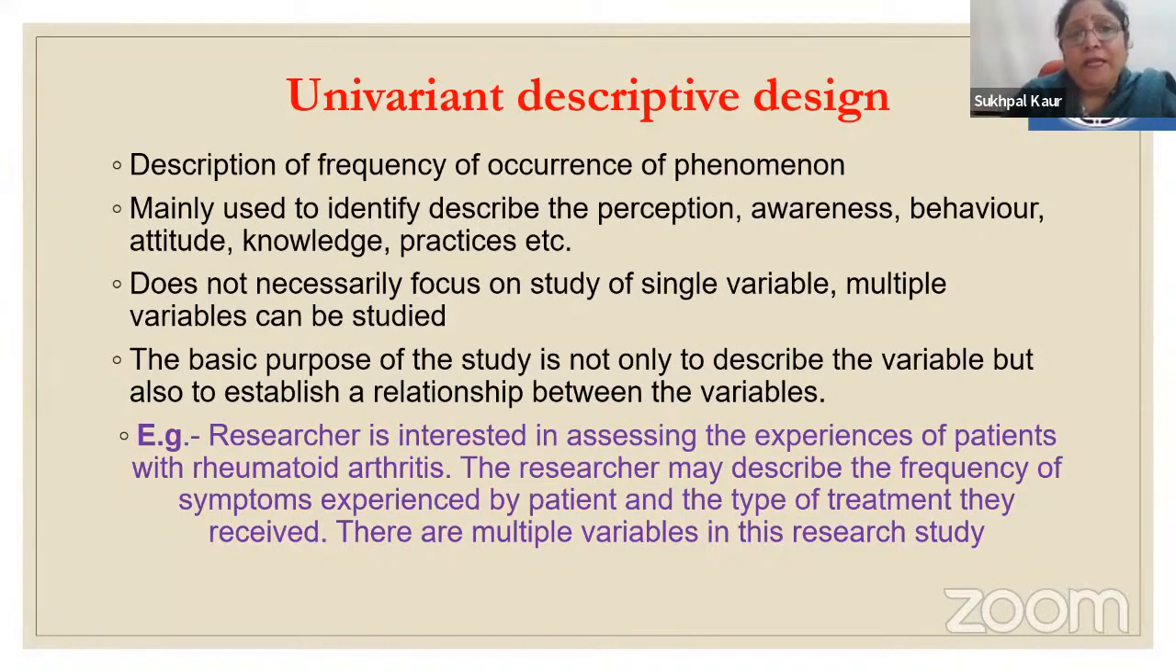So univariate, from the name itself, it is saying that there is only one variable, but it doesn't necessarily focus on the study of a single variable. There could be more than one variable which can be studied in the univariate descriptive research design. So the basic purpose of the study is not only to describe the variable, but also to establish a relationship between the variables. For example, a researcher is interested in assessing the experiences of the patients with rheumatoid arthritis. So the researcher may describe the frequency of symptoms experienced by the patient and the type of treatment they received. So there could be multiple variables which can be studied even in the univariate descriptive type of designs.